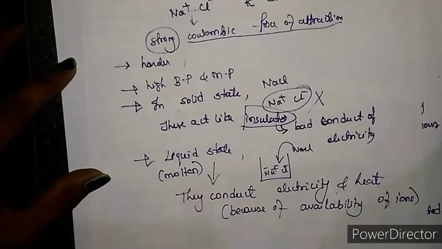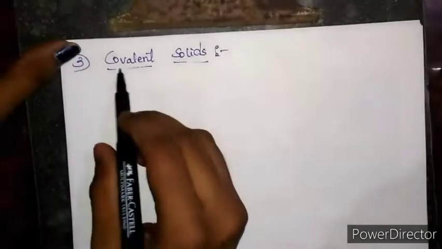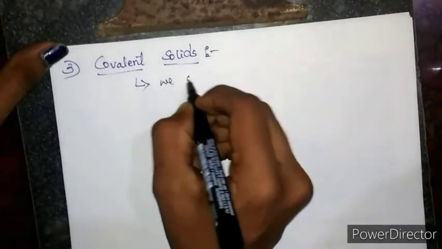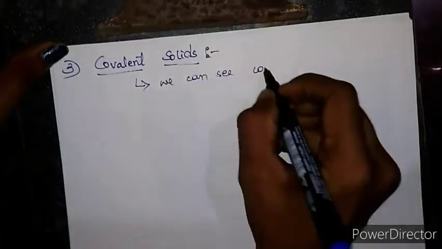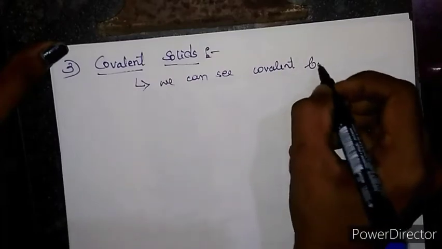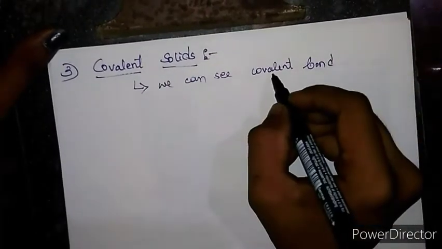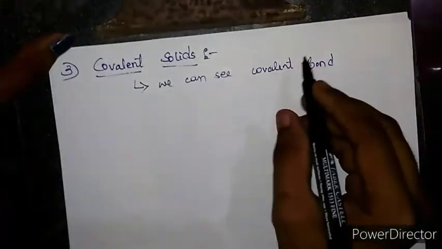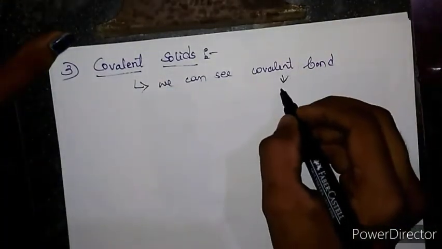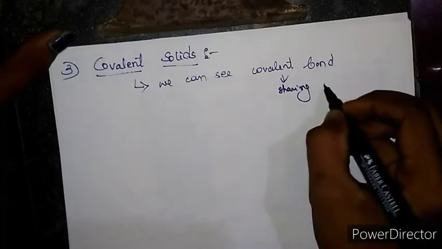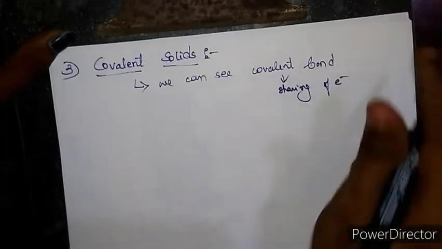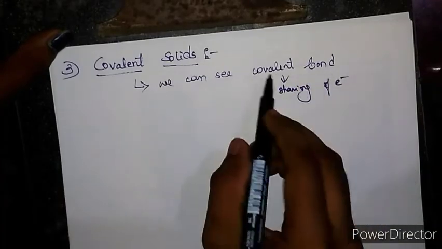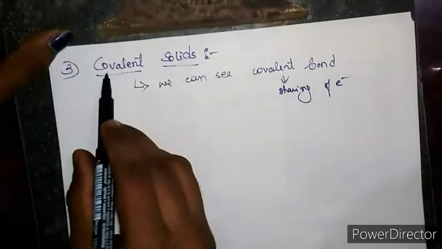The third type of solid is a covalent solid. In this type of solid, we can see the covalent bond. If any solid has covalent bonds, then it is known as a covalent solid. What is a covalent bond? A covalent bond is obtained by sharing of electrons between the atoms. Then that type of bond is known as a covalent bond. If any solid has the covalent bond, then it is known as a covalent solid.